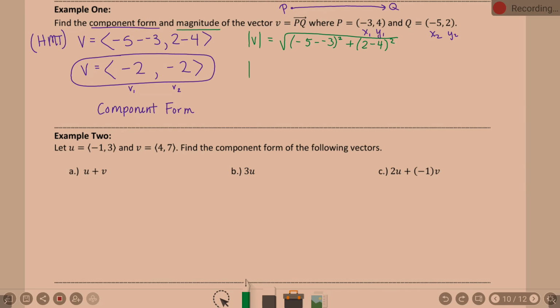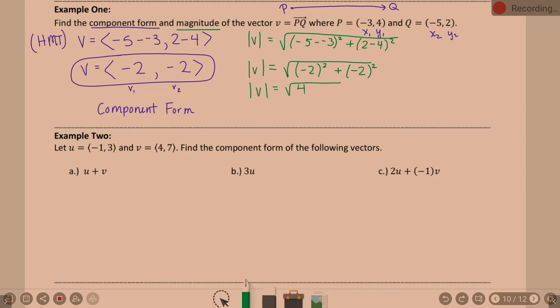So if you went ahead and said v1 squared plus v2 squared, you're just a step ahead of me, and that's great. Negative 5 minus negative 3, we already said was negative 2 squared, and 2 minus 4 is negative 2 squared. So if we square those, negative 2 squared is 4.